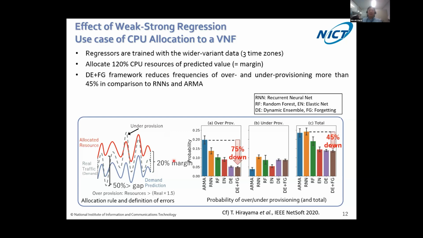These figures show the probability of over and under provisioning during the 60 days. The learning mechanism especially prevents over provisioning. The probability is reduced by 75% compared to the ARMA, auto-regressive moving average model. And in total, the probability of the provisioning error is reduced by 45% compared to the case of ARMA or RNN.